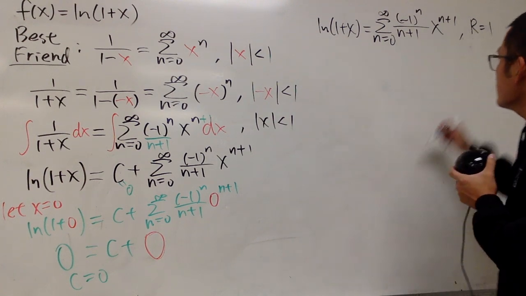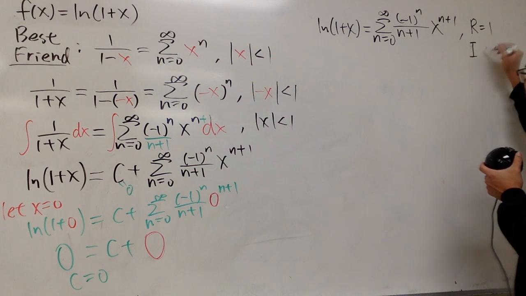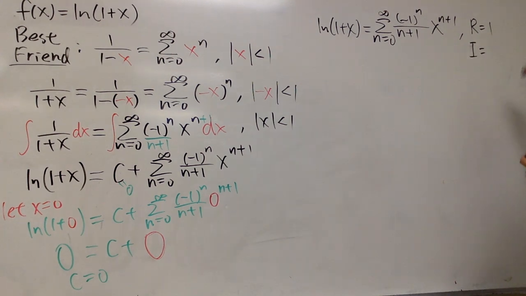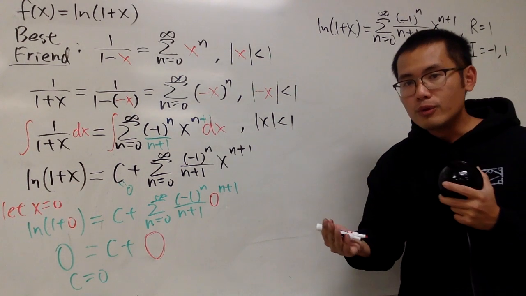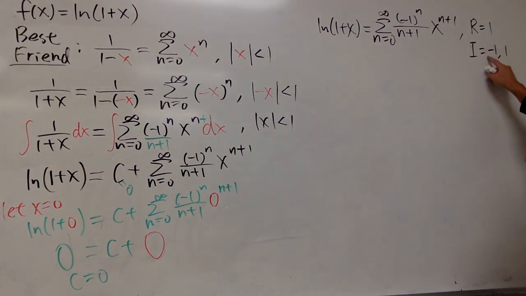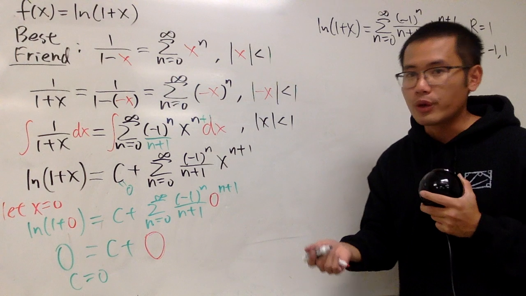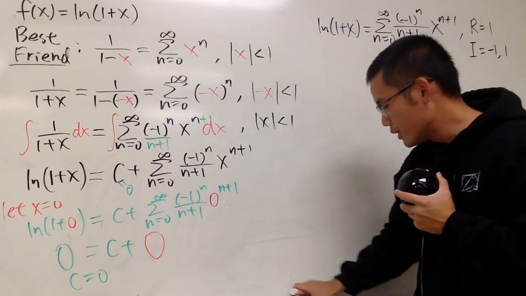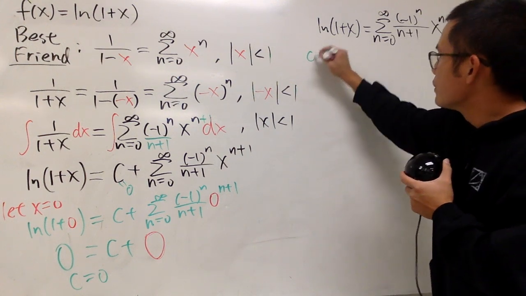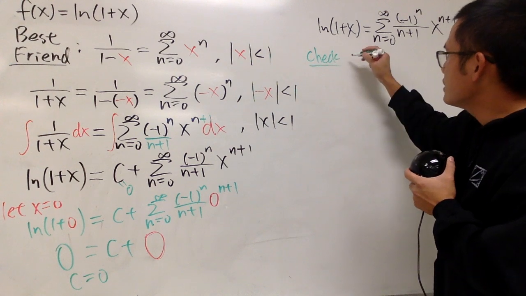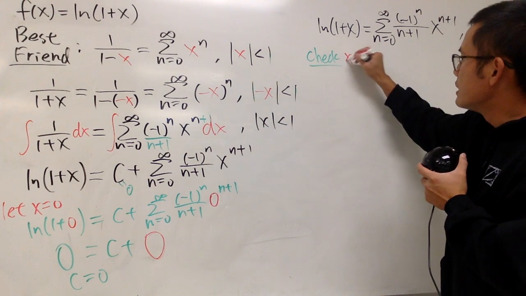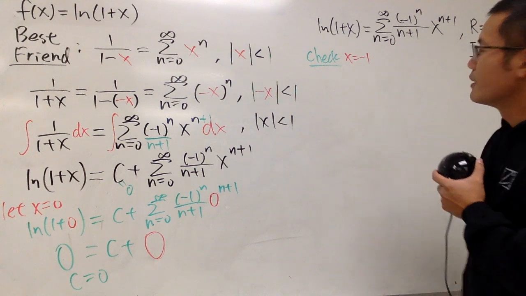However, for the interval of convergence, we know it's going from negative 1 to 1. But we didn't know if it converges at exactly negative 1 or at exactly positive 1. We didn't know, so we will just have to do a quick check. So here we go. Check the convergence at the endpoint. First, let's do negative 1.